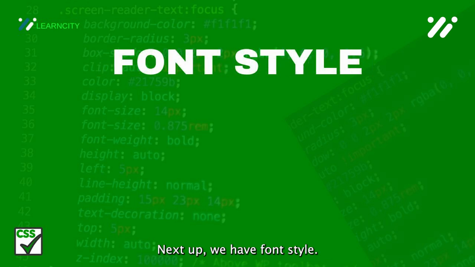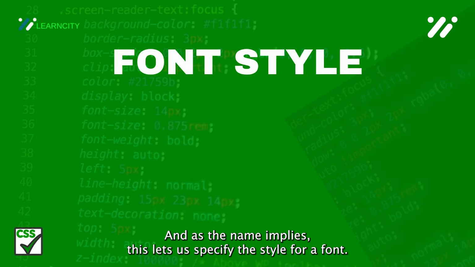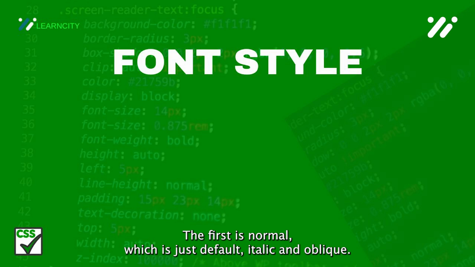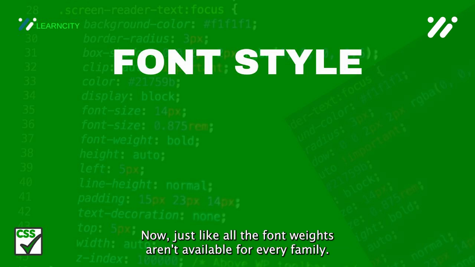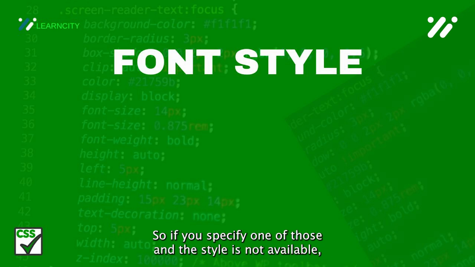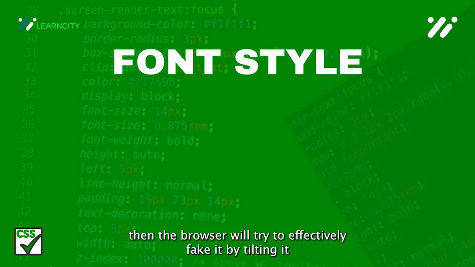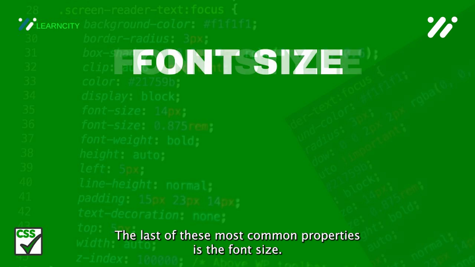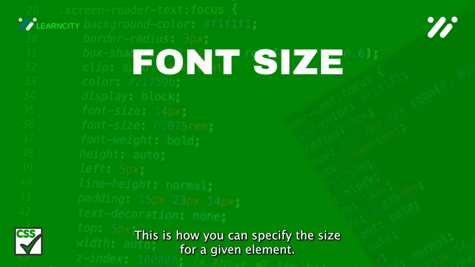Next up, we have font style, and as the name implies, this lets us specify the style for a font. We have three possible values for this. The first is normal, which is just default, italic, and oblique. Now, just like all the font weights aren't available for every family, not every font family has an italic or oblique version. So if you specify one of those and the style's not available, then the browser will try to effectively fake it by tilting it. It won't bother most people, but if you love typography, this could drive you nuts. So beware of that. The last of these most common properties is the font size. This is how you can specify the size for a given element.